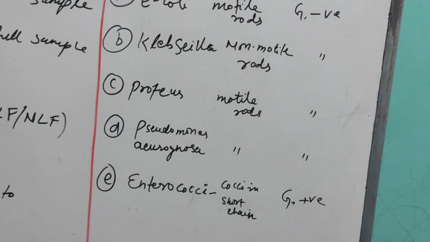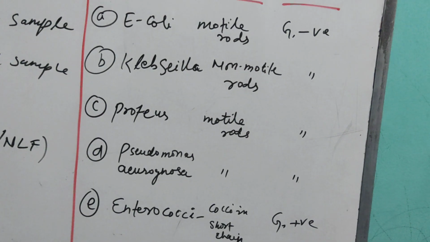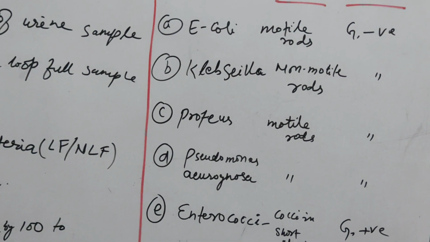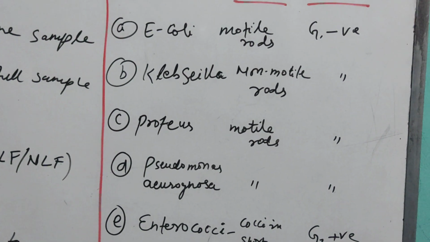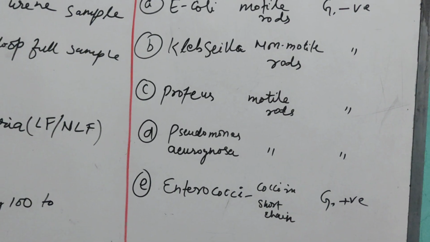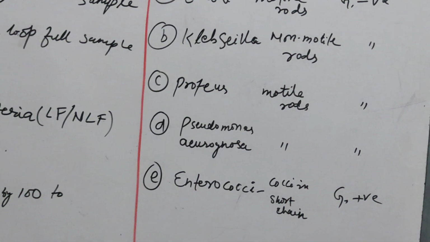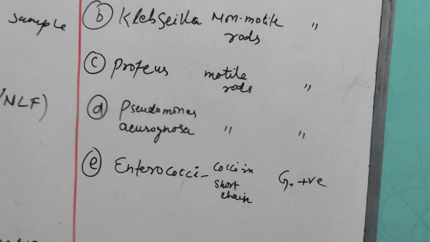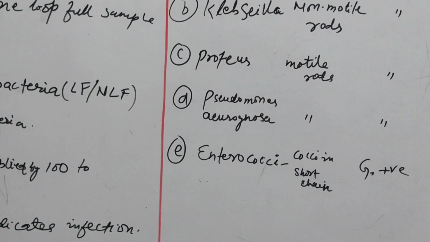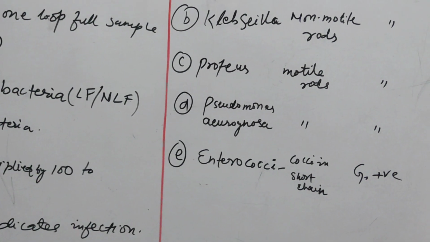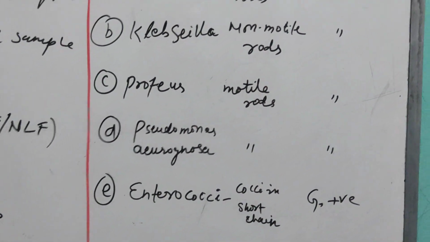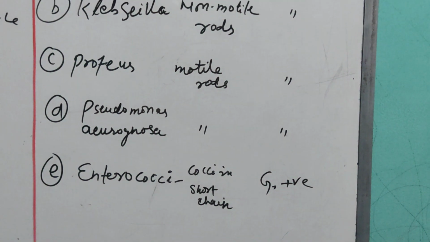In the wet preparation, this will be motile and rods, and on gram smear they are gram negative bacteria. Another one is Klebsiella, which is non-motile rods, and on gram smear shows gram negative. Proteus can be identified by the motile rods on the wet preparation, and on gram smear they are gram negative. The Pseudomonas aeruginosa, this is one of the colonies of Pseudomonas, which are motile rods on the wet preparation, and on gram smear they are gram negative.